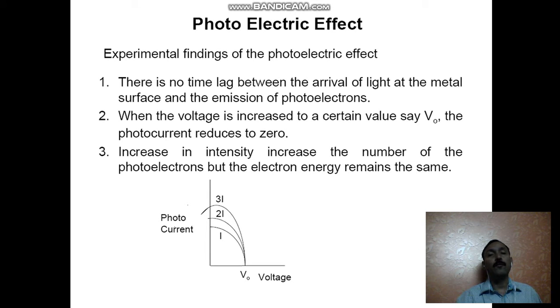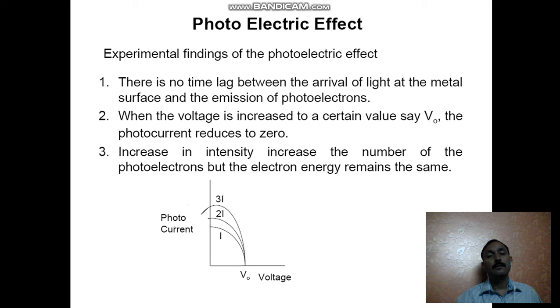Experimental findings of the photoelectric effect. Number 1, there is no time lag between the arrival of light at the metal surface and the emission of photoelectrons. Number 2, when the voltage is increased to a certain value, say V0, the photocurrent reduces to 0.